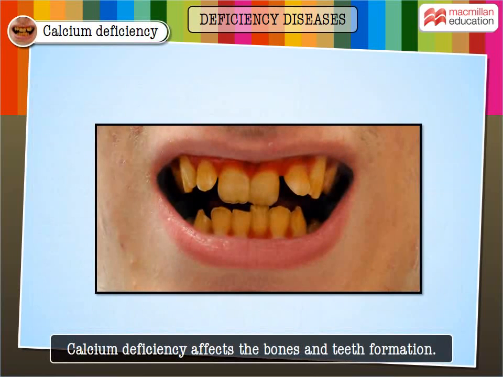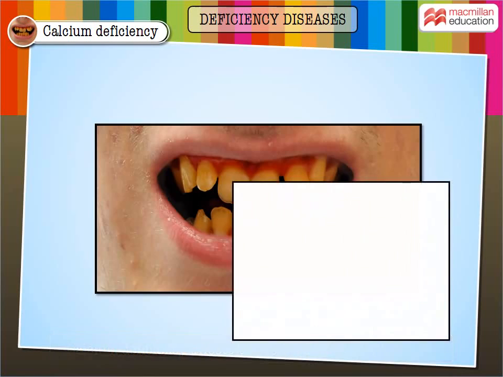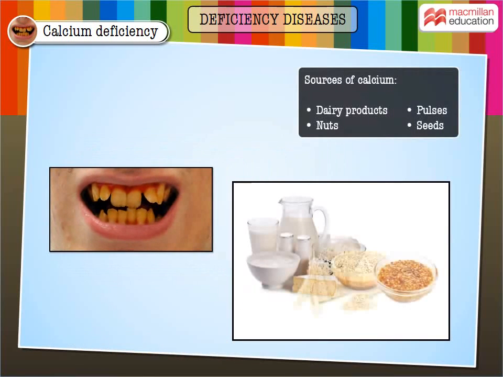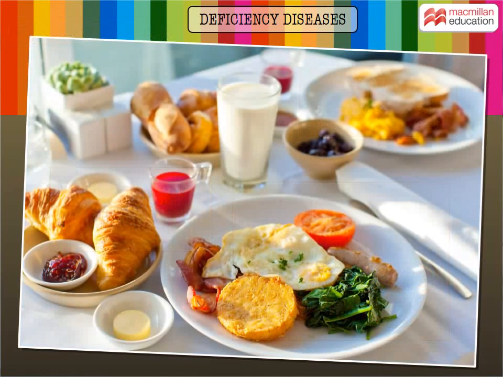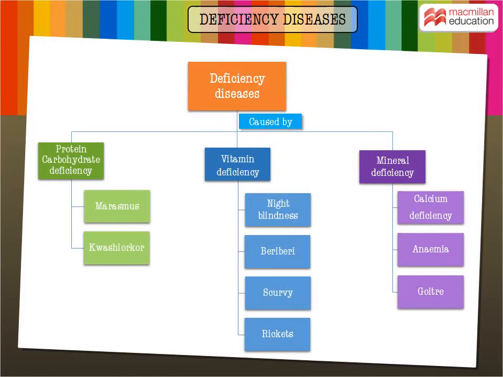Calcium deficiency affects the bones and teeth formation. Dairy products, pulses, nuts, and seeds are good sources of calcium. Deficiency diseases can be prevented by healthy eating. We should eat a balanced diet that gives us all the nutrients that our body requires. Before we end this module, here's a summary of what you just learned.